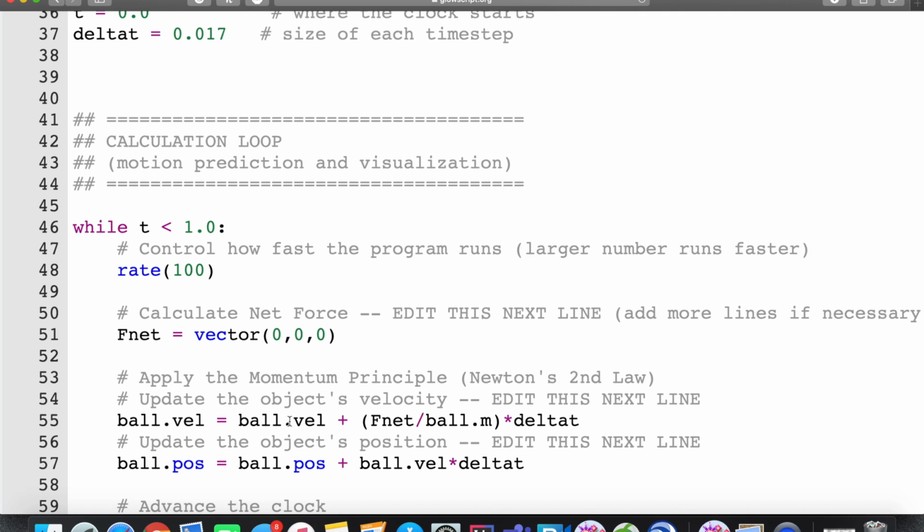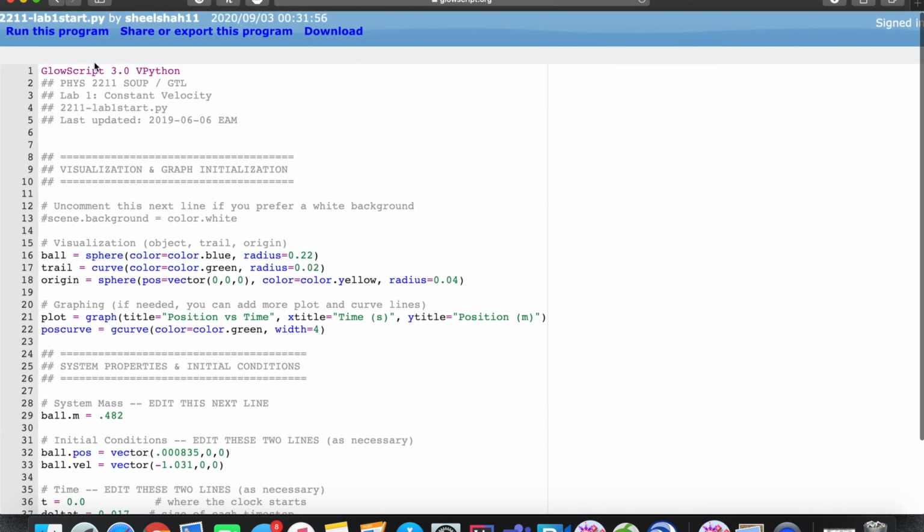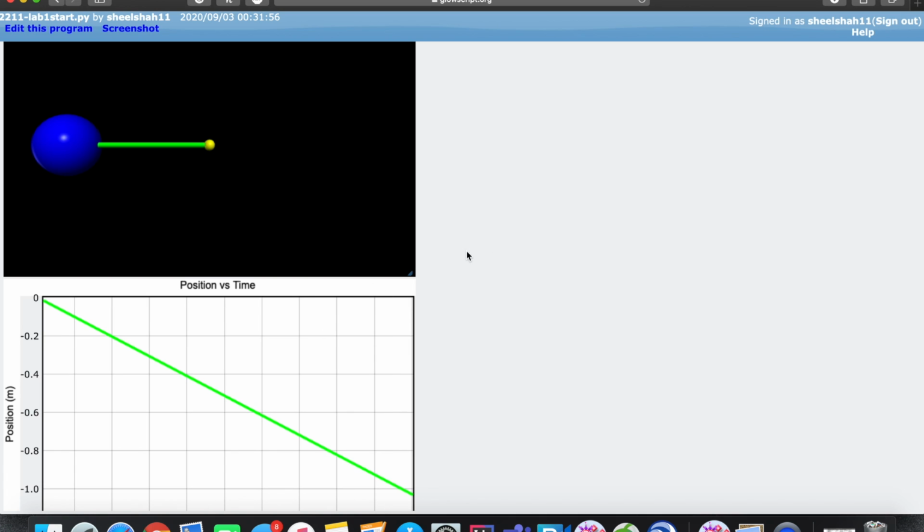As shown before, we are using two formulas derived from Newton's second law. This is the main one that we'll be using. This is the position update formula. Now let's take a look at the program run. As you can see, the program has worked properly.